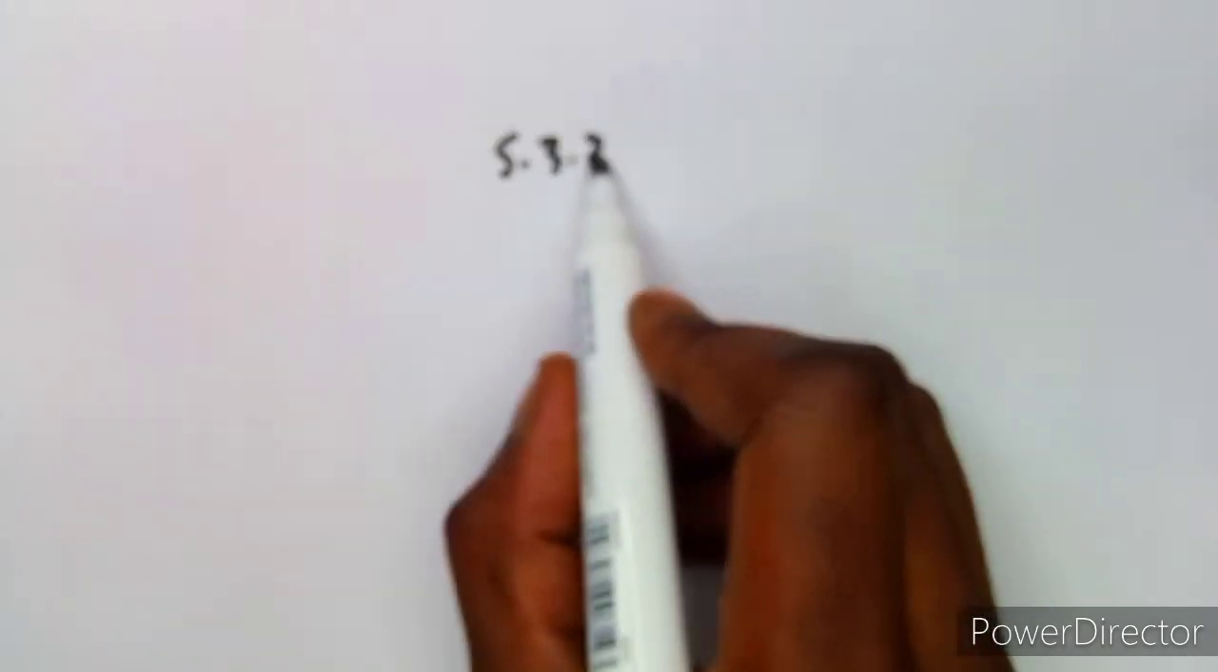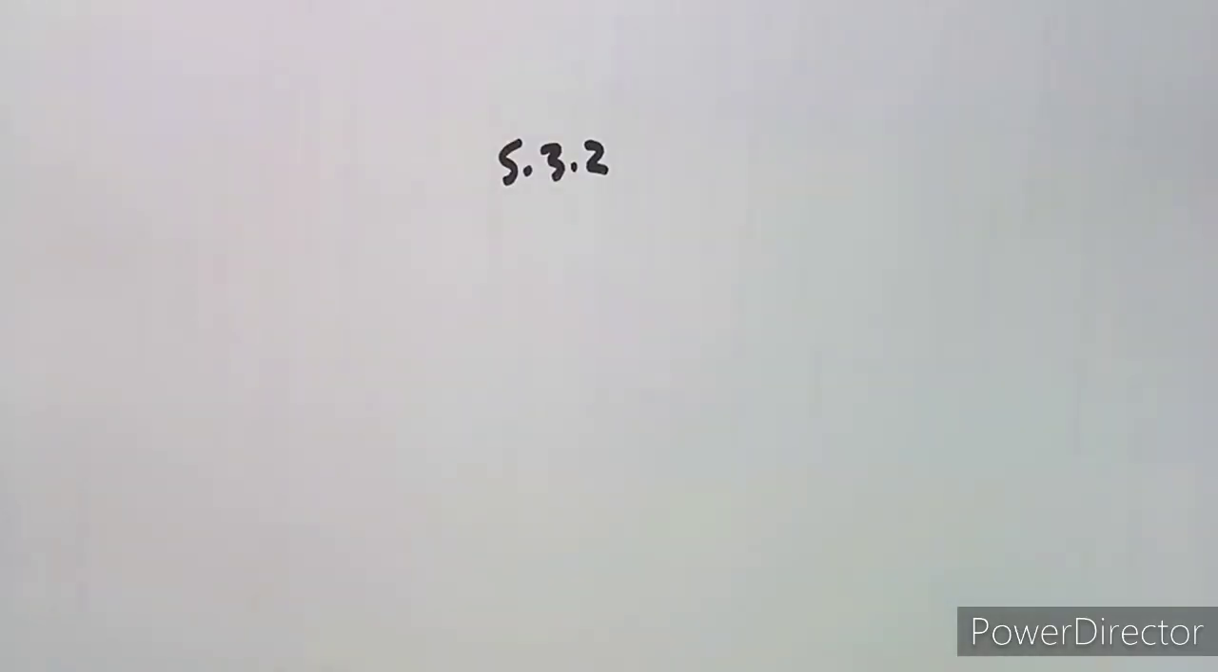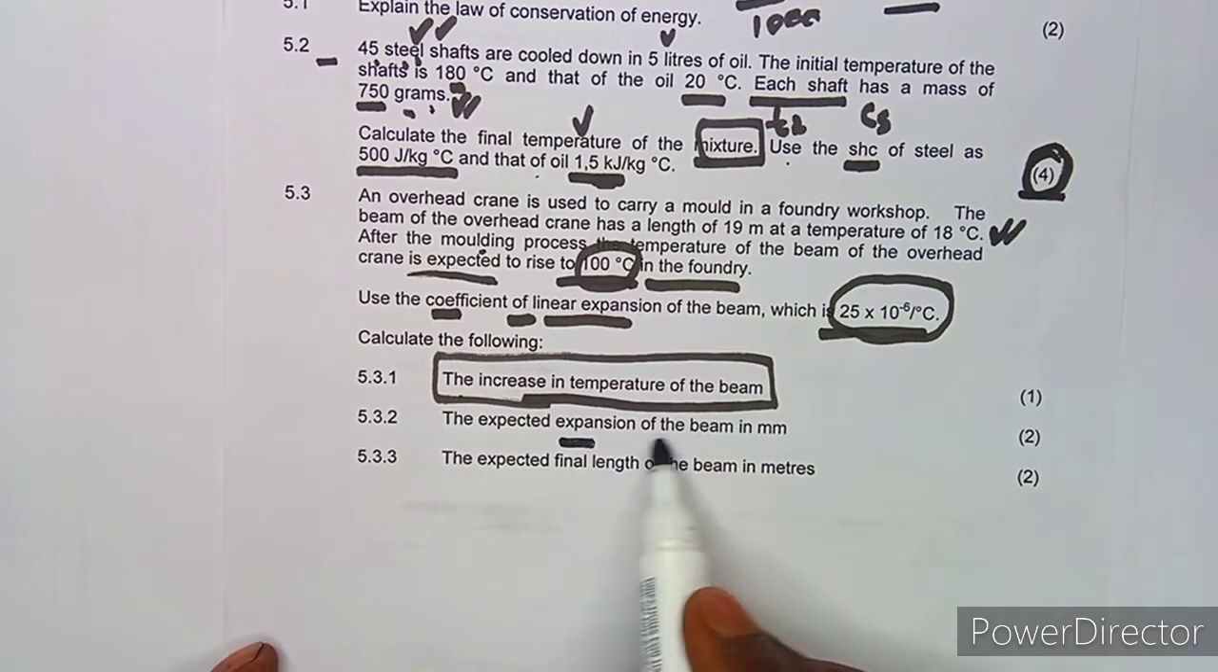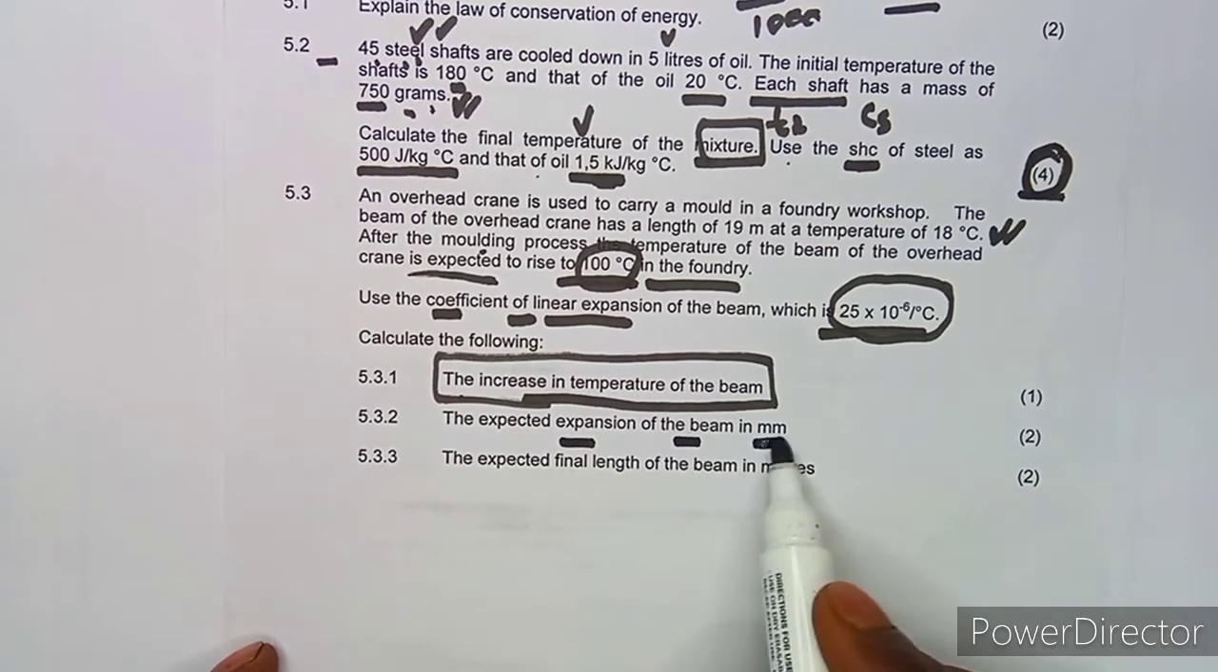Okay, so what about 5.32? The expected expansion of the beam, the expected expansion of the beam in millimeters.